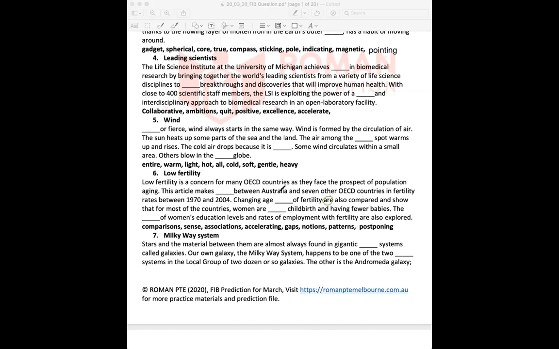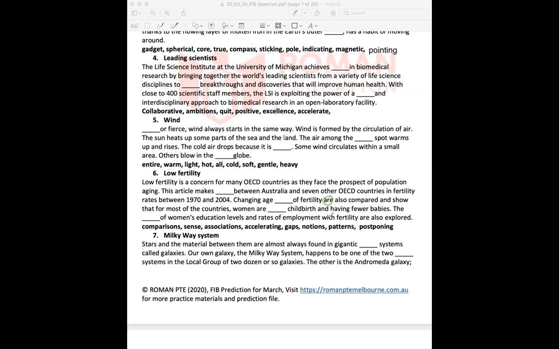R means the word I'm looking for is a plural word. Look at the options here. Comparisons is already gone. So it's maybe associations, maybe gaps, maybe notions, maybe patterns. Now, changing age, which word sounds better? Changing age associations, changing age gaps, changing age notions of fertility, changing age patterns of fertility. Patterns, because changing age patterns, that's what they're trying to say.